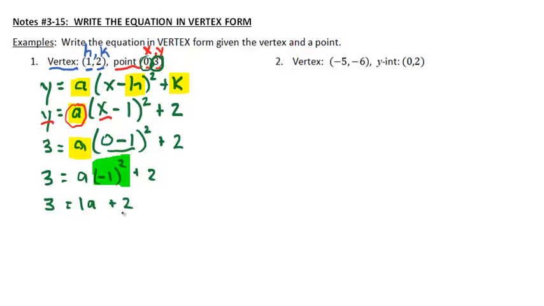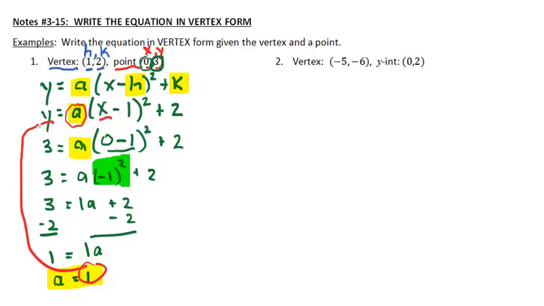Now let's solve this for a. We'll subtract 2 from each side and get 1 equals 1a. So divide both sides by 1 and get a equals 1. So now I know what a is. A is 1. So I can substitute that 1 for a right up here, and I will know what my equation is. So let's go ahead and do that.